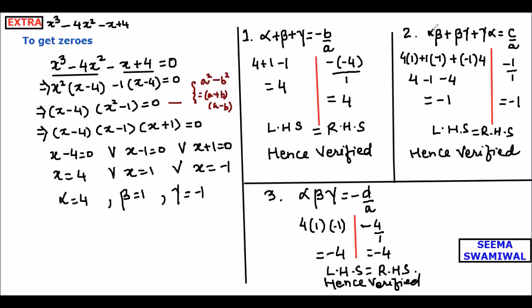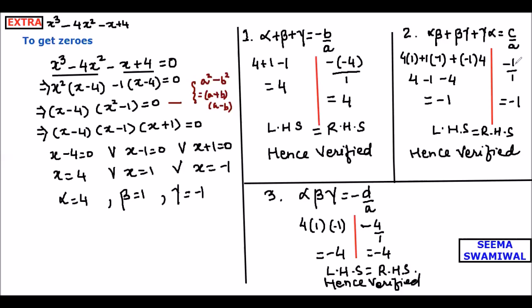The second relation is taking two roots together. So alpha beta, then beta gamma, then gamma alpha. Add them by taking two together. The second relation is always equal to c by a. So on the left hand side, alpha into beta, 4 into 1. Then beta into gamma, 1 into minus 1. Then gamma into alpha, minus 1 into 4. So this is 4 minus 1, and then minus 4. If you subtract, you will get minus 1 on the left hand side.